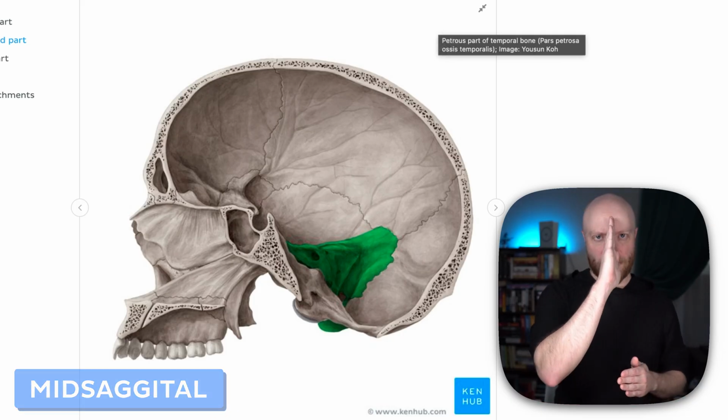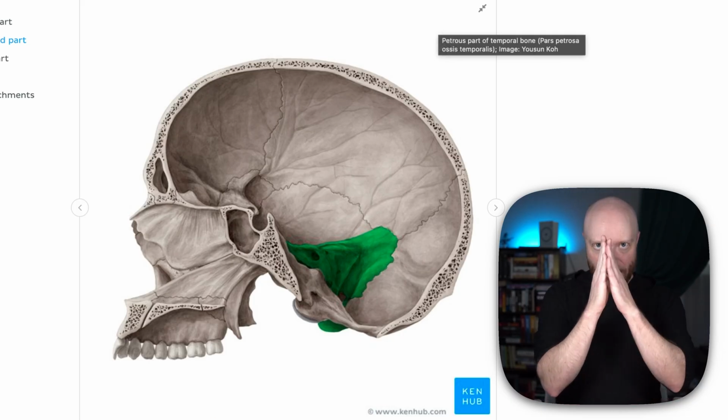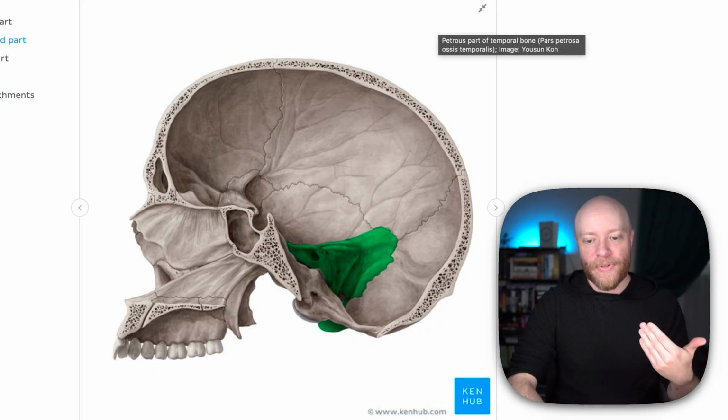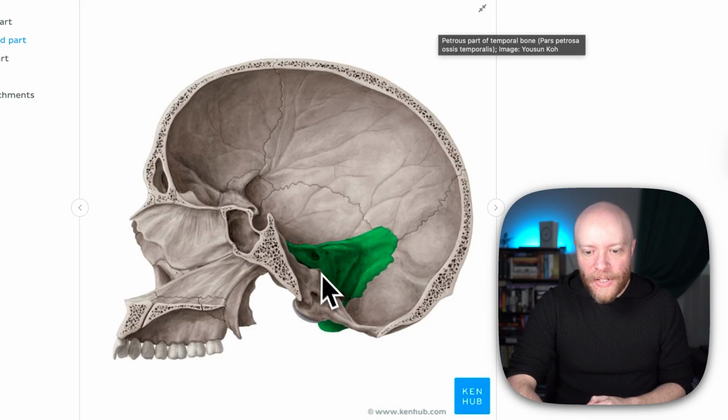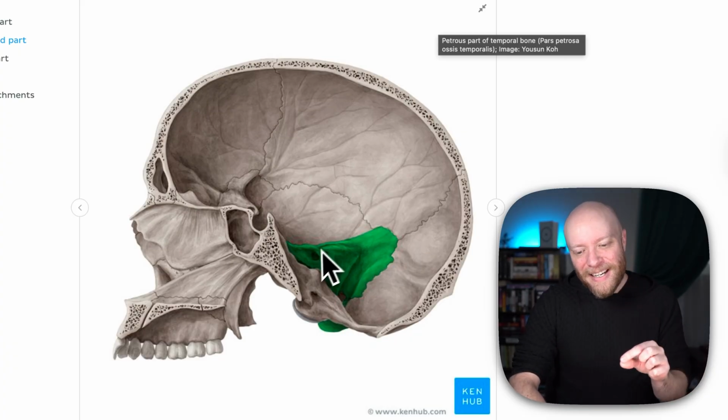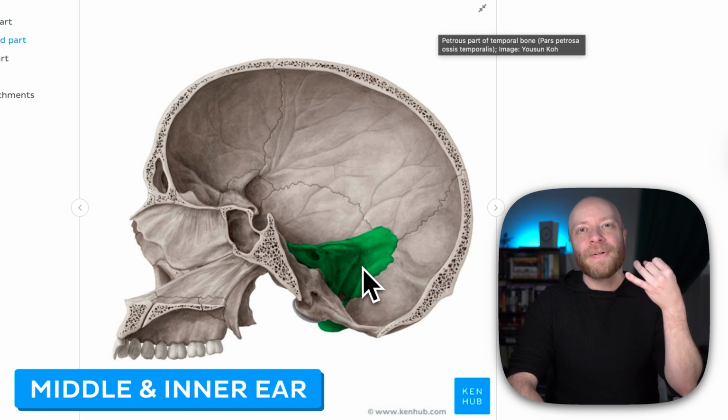So it's like someone's cut the head right down the middle, and we have equal halves, left and right halves of the cranium and the skull, or the facial skeleton as well. And so what you're seeing here, all of this is the petrous part. You should have a pretty good understanding that what would be in here would be the brain.